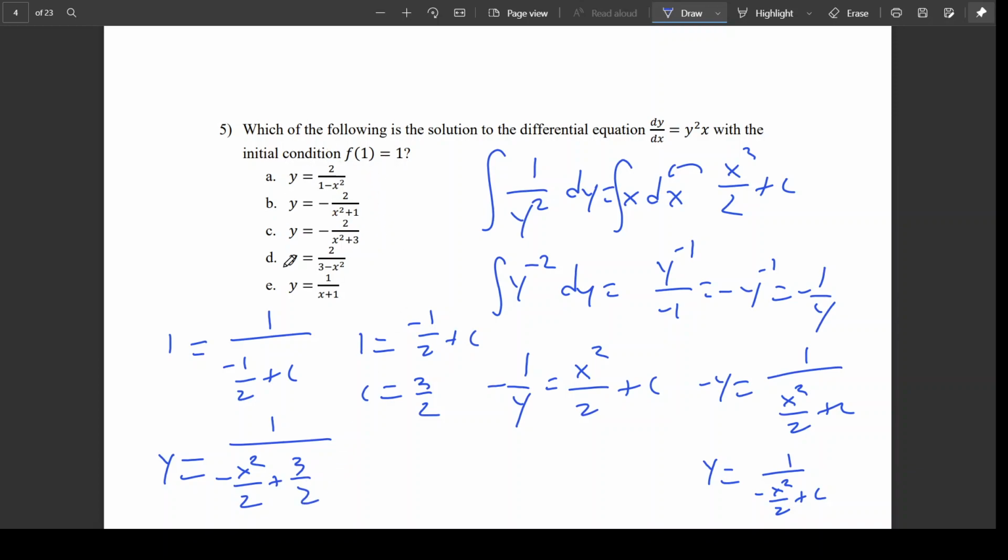As you can see, that's not anywhere in these answer choices. So what I can do is get rid of this fraction by multiplying by 2 over 2. That'll give me 2 over negative x squared plus 3. And I can just switch the order of these two, so we'll get 2 over 3 minus x squared. This is my final answer, and 2 over 3 minus x squared appears right here. The answer is D.